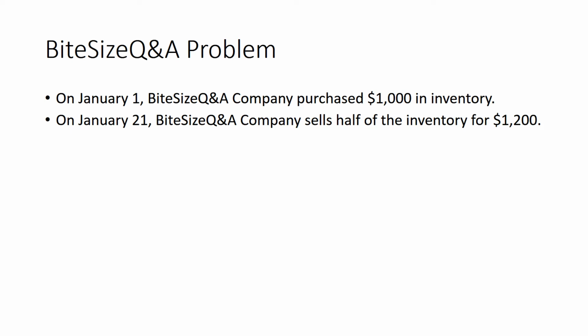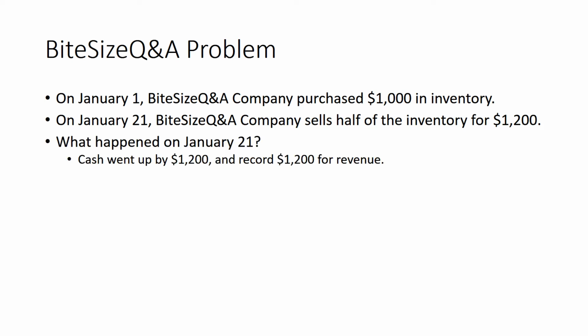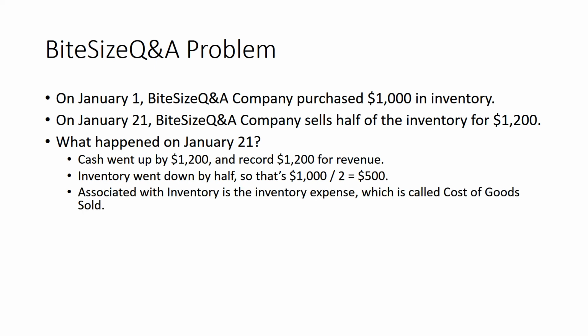Let's then think about what happened on January 21st. On January 21st, cash went up by $1,200 and the firm can record $1,200 of revenue. They sold half of the inventory, and half of the inventory is going to be $1,000 divided by 2, or $500. So if inventory went down by half, we can record the inventory expense called cost of goods sold.